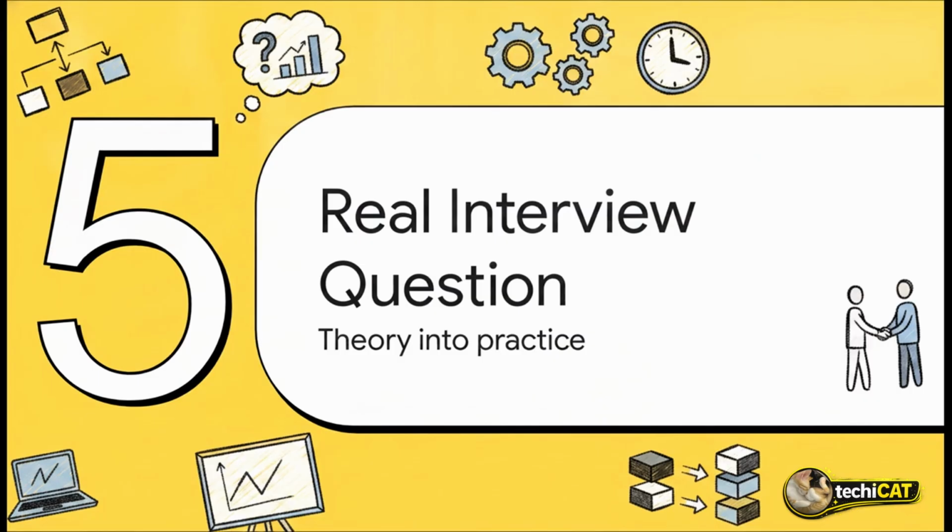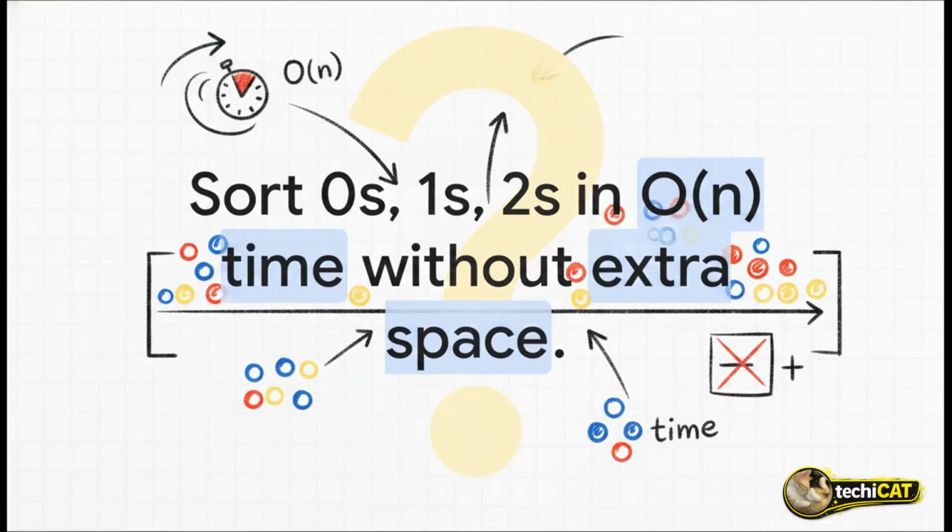Section 5. Real-life interview question. We've covered the core theory, so let's put it into practice with a problem you might literally face tomorrow. Imagine you're in the interview, and they hand you this exact prompt. Sort an array of zeros, ones, and twos in big O of n time without any extra space. Right away, your mind needs to jump away from standard merge or quick sorts. They want big O of n time and 0 extra space. That means they are fishing for one very specific trick.